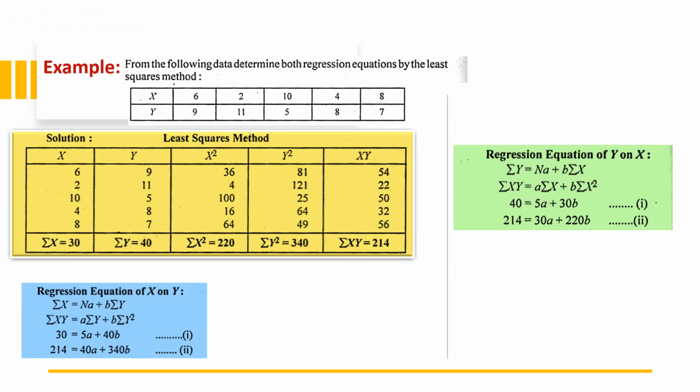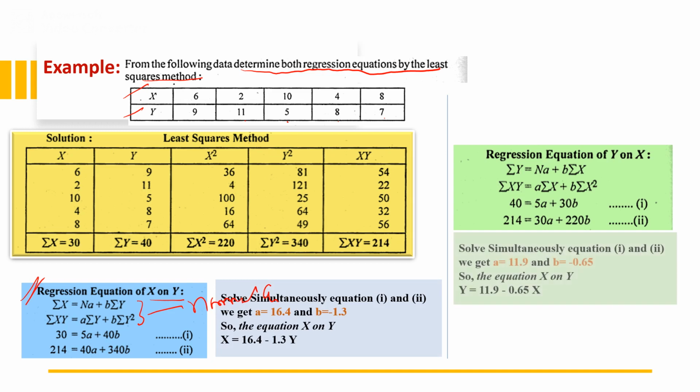Now take an example. From the following data, determine both regression equations by the least square method. We are given two series: x is 6, 7, 2, 10, 4, 8, and the corresponding values of y are 9, 11, 5, 8, 7. We are using the least square method, so we have to write the regression equation x on y. We fit x = a + by. This is the regression equation x on y.